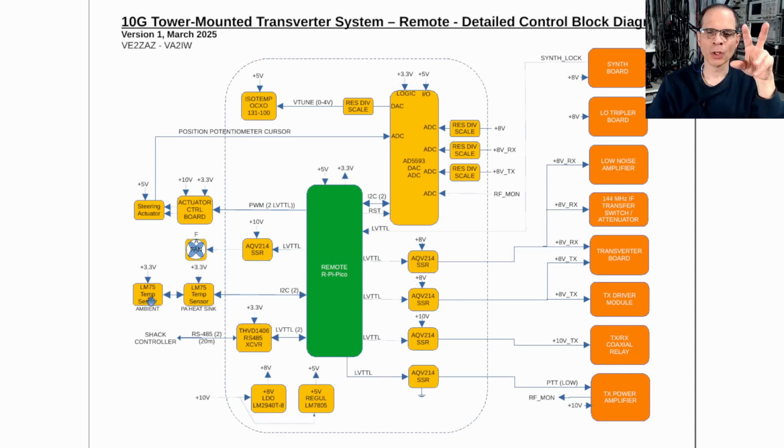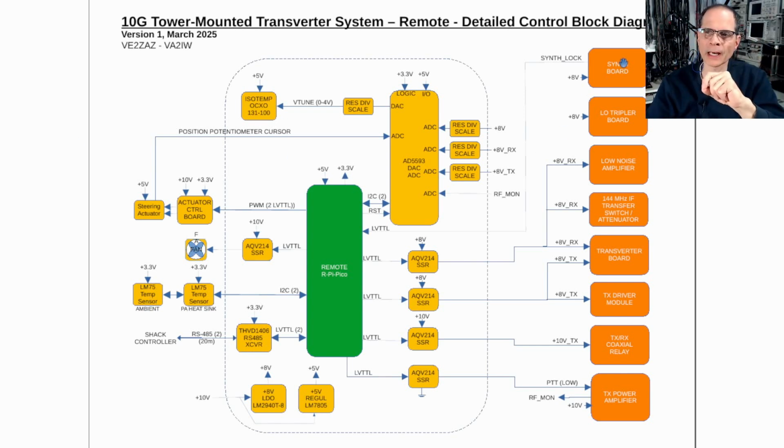I'll also have the ability to measure temperature. I've decided to put 2 LM75 temperature sensors. I could put as many as 8, I believe, on the same I2C bus, but 2 should be enough. One will be attached to the power amplifier heatsink, and the other one will measure ambient air temperature, so it'll be floating in the air.